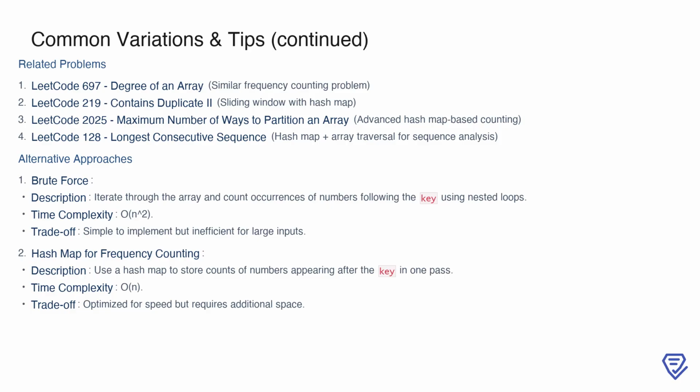Additionally, alternative approaches to solving this problem include brute force, where you iterate through the array with nested loops to count occurrences of numbers following the key. While it's simple to implement, it has a time complexity of O(n squared), and is inefficient for large inputs. On the other hand, using a hash map for frequency counting allows you to achieve O(n) time complexity by storing counts in one pass. This approach is optimized for speed but comes with the trade-off of additional space complexity.